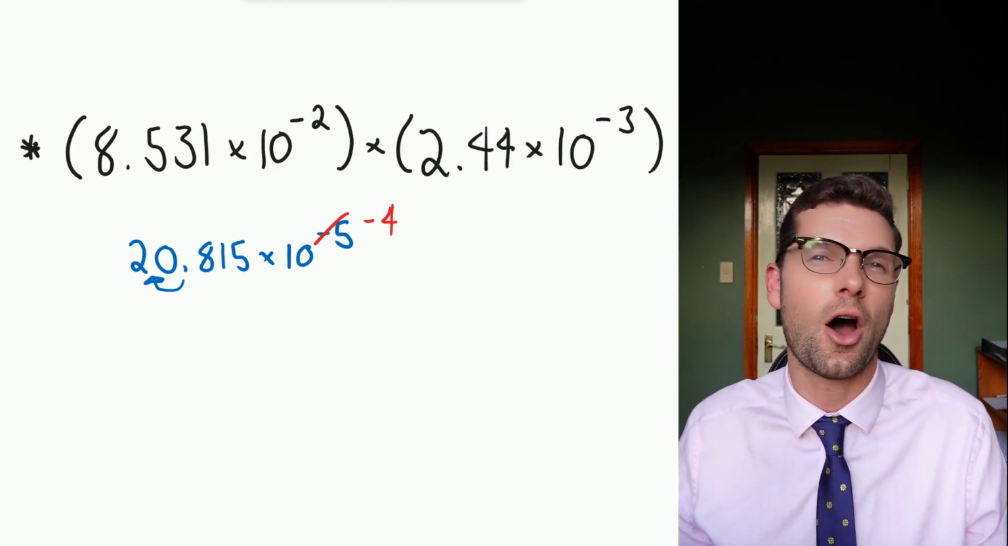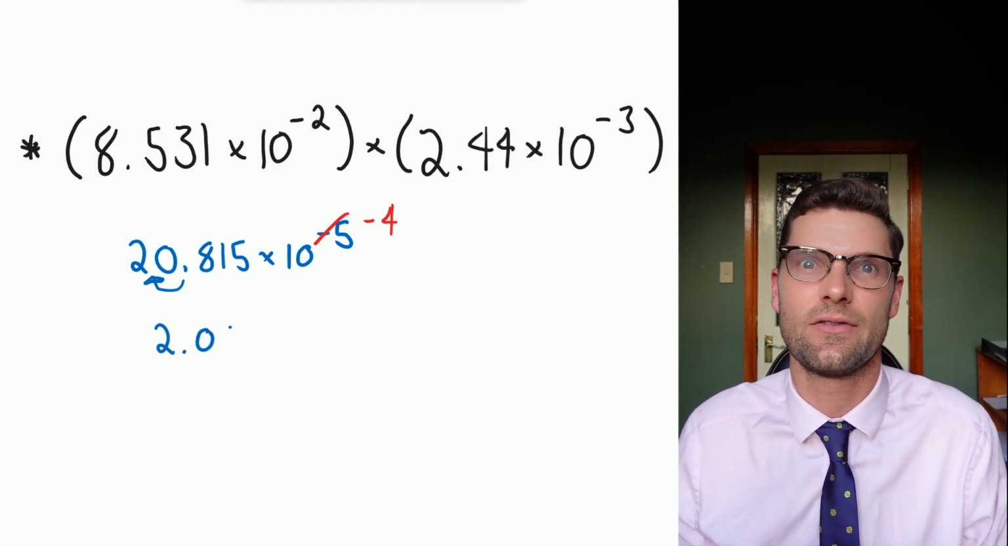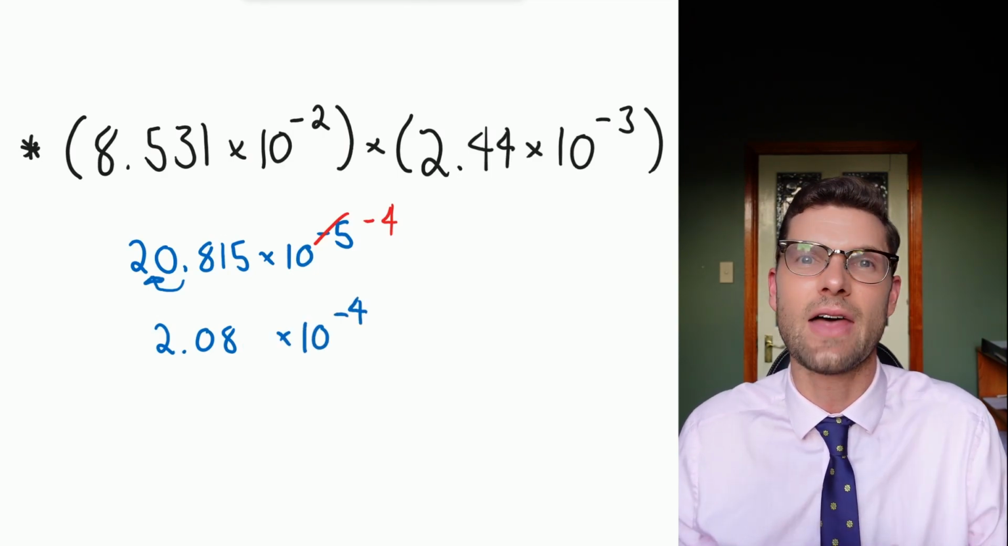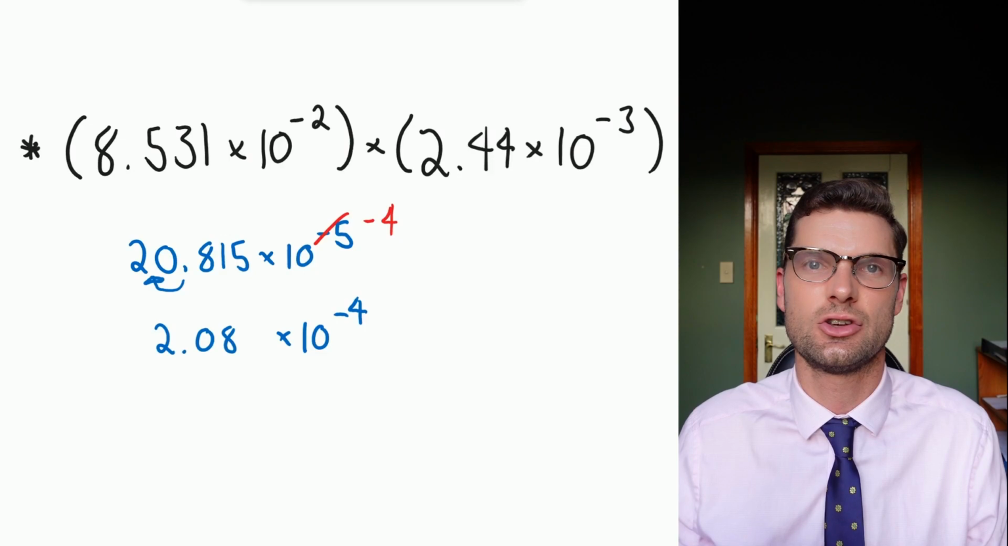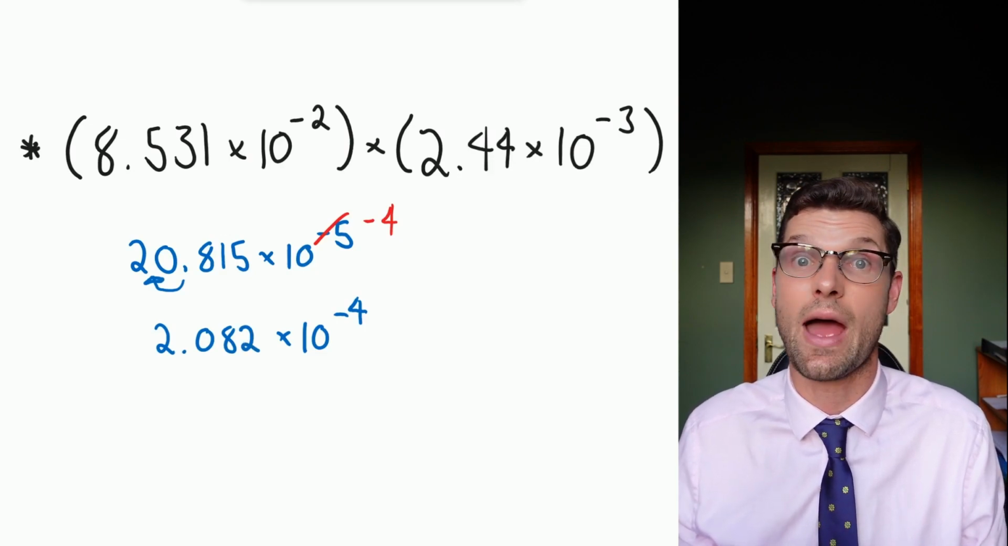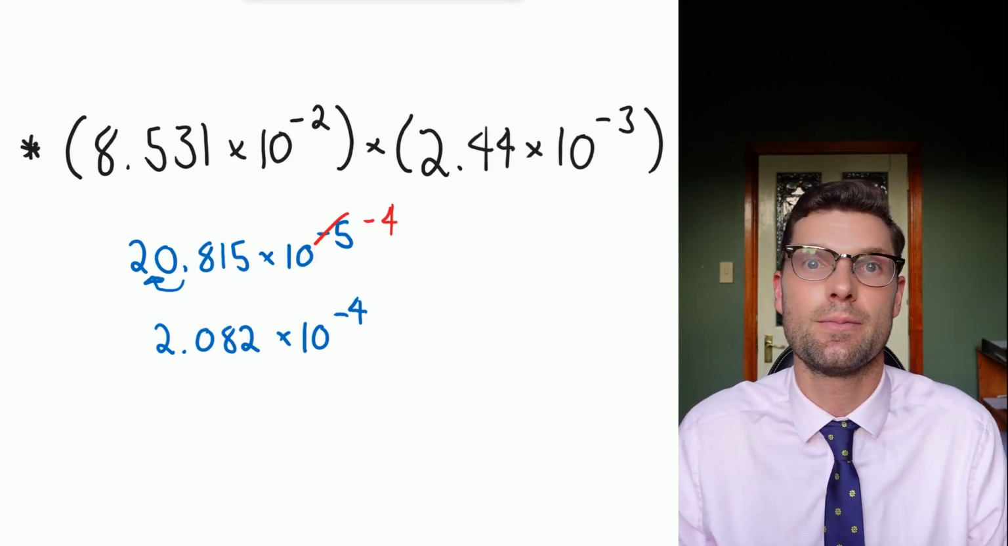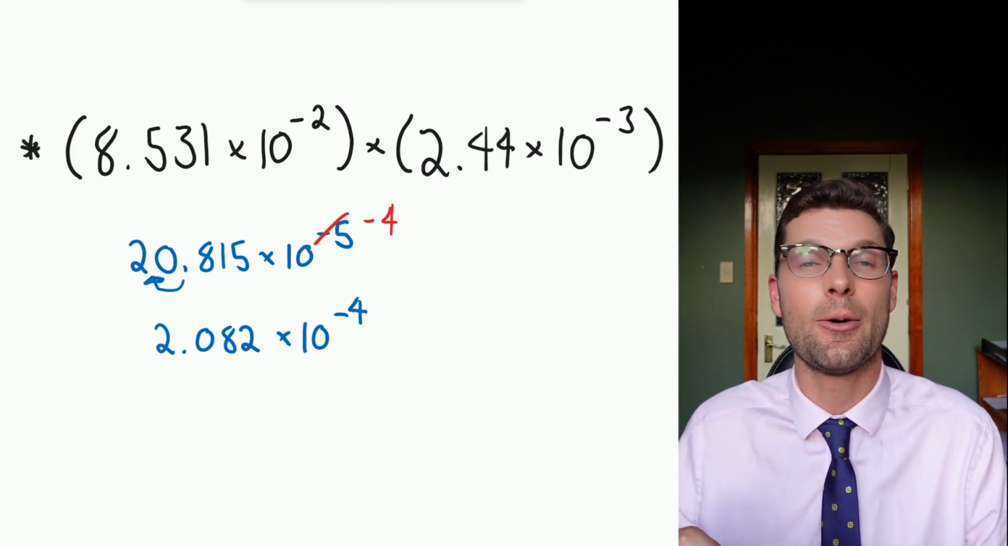Again, in the question, the highest significant figures is 4 significant figures. I've got 5 in my answer, so I'm just going to have to lop it off. That 5 changes the 1 to a 2. So I've got 2.082 times 10 to the power of negative 4. So just really make sure that we are moving the power in the correct way.